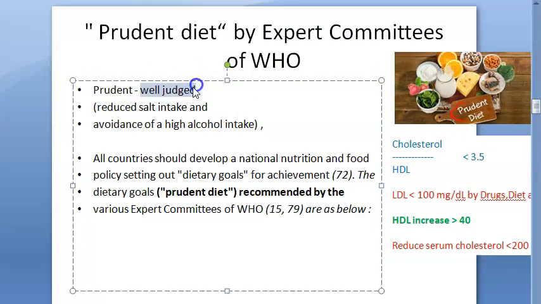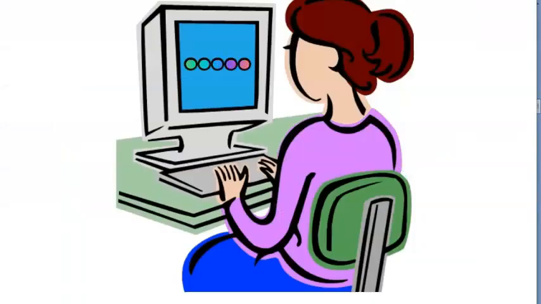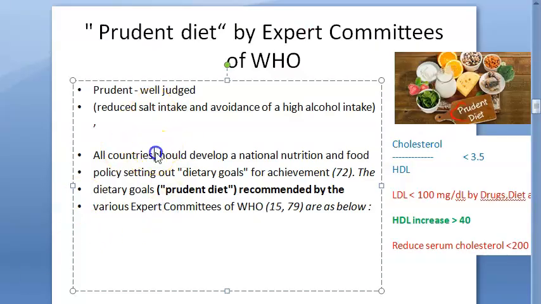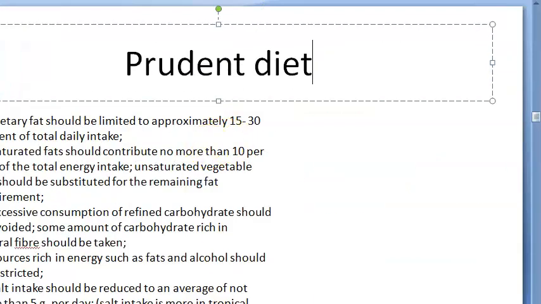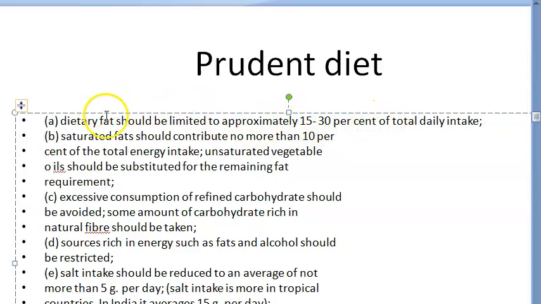Basically, prudent means well judged, wise, right? So they are saying reduce salt intake and avoid taking high alcohol. Okay, fine. Looks possible. Then let's come to the technicalities of it. See if you can achieve all these now. Dietary fat should be limited to approximately 15 to 30% of the total daily intake. So fat should be less. Fat should be limited to 15 to 30% of your total dietary intake.